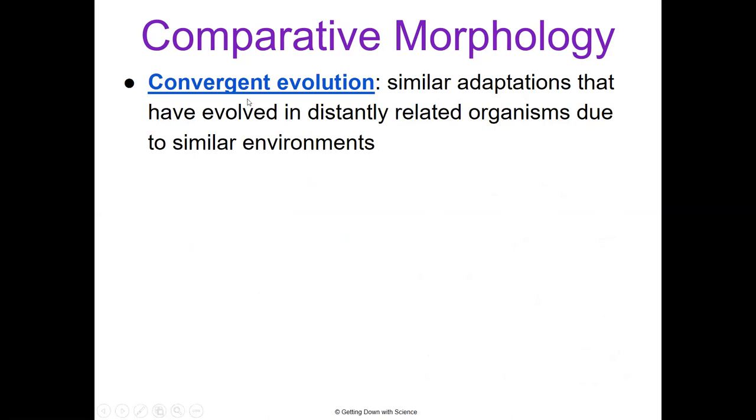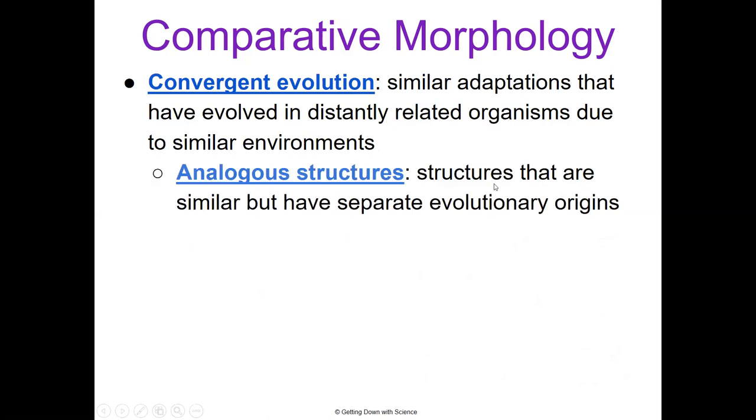Then we have this idea of convergent evolution. So we have similar adaptations or similar functions from distantly related organisms due to similar environments. So that takes us to what we consider analogous structures. These are the ones that have the same or similar functions, but they obviously had very different evolutionary origins. They came from different lines that have kind of come together a little bit.